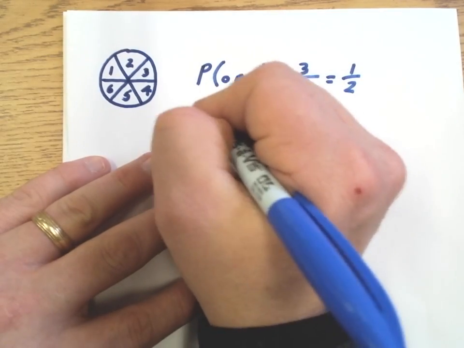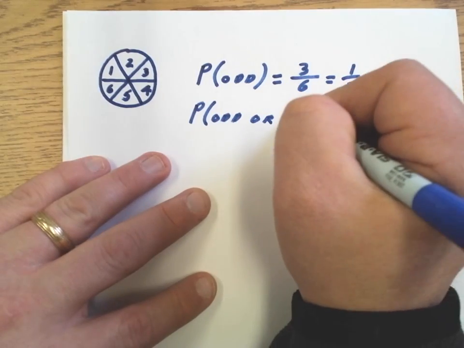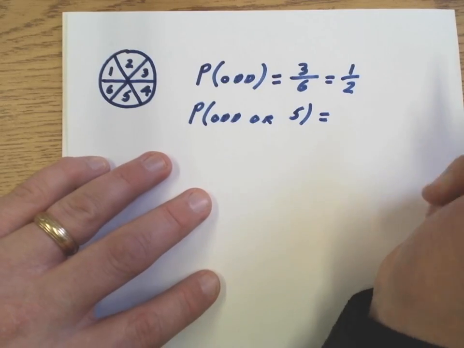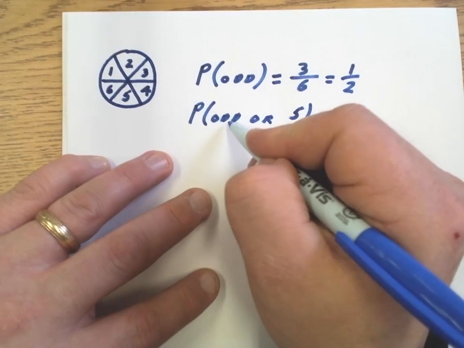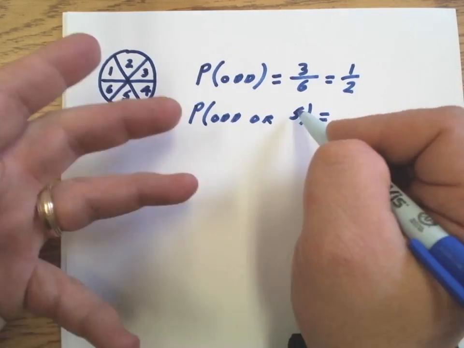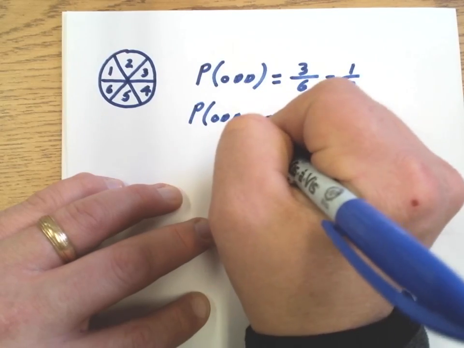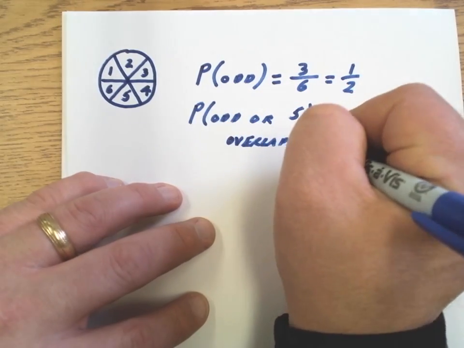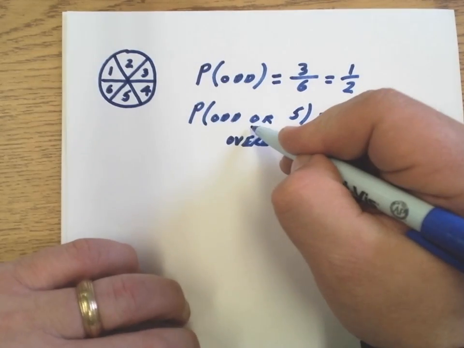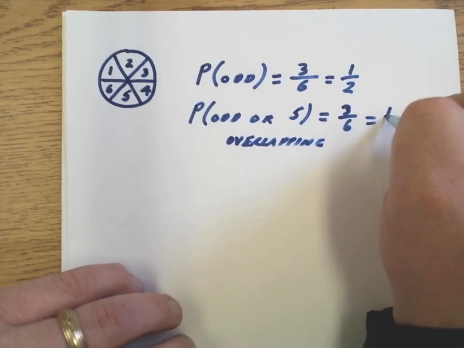But let's say this time I wanted an odd number or a 5. Well, you'll notice that 5 is also an odd number. So I have 3 odd numbers, and 5 is one of those. These are called overlapping events. You're doing the same thing, basically, and "or" means we're still only going to do it one time. So again, this is 3 out of 6, or 1/2 as well.